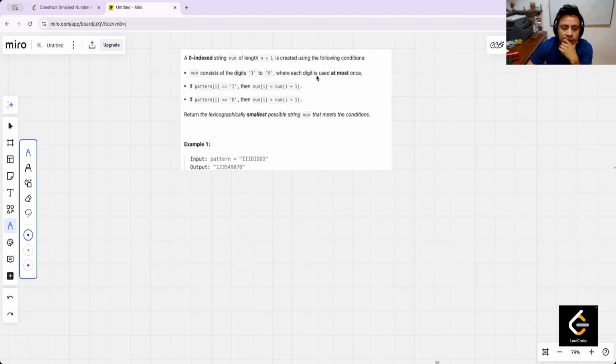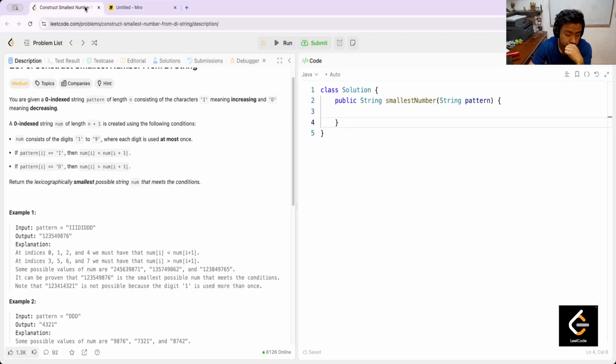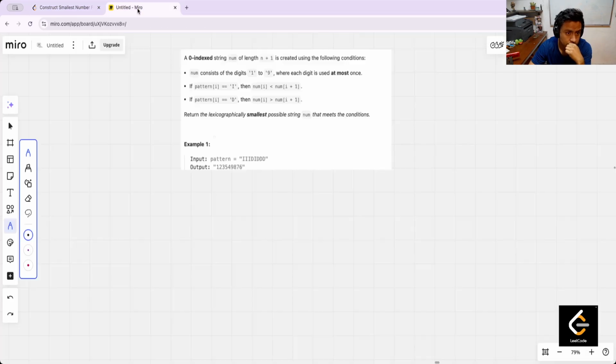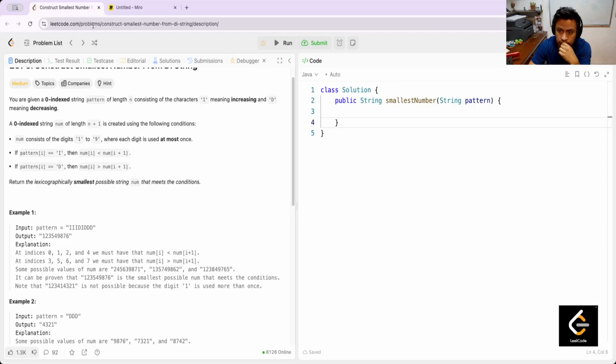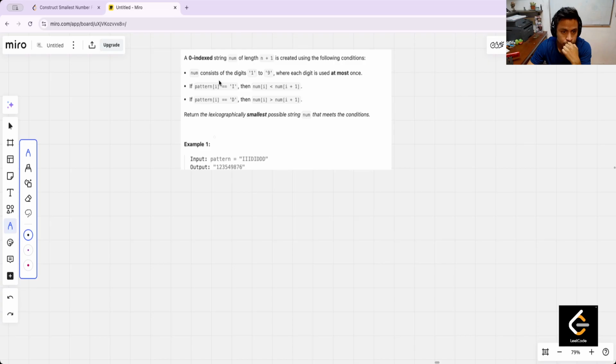Here, the zero-indexed nums has length n plus 1, and it consists of the digits 1 to 9, where each is used at most once. If the current character, in this case for example, is I, then nums at index i, in the same position, should be less than the next.